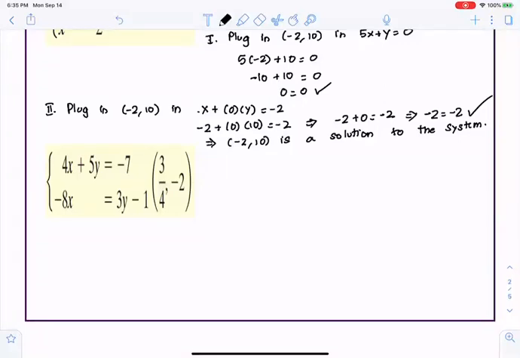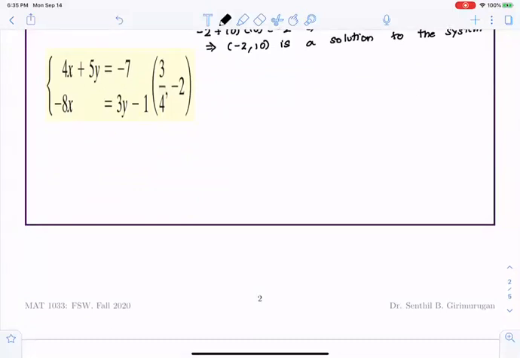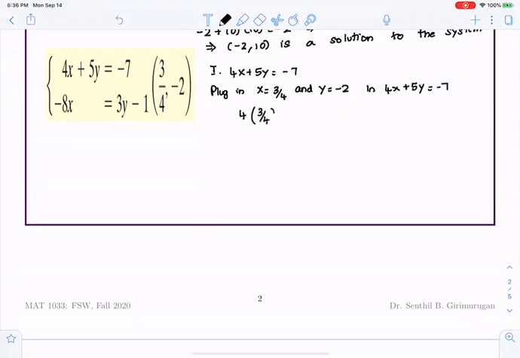Okay, so I'm going to rewrite the first equation. Oh, it's not necessary. It's just 4x plus 5y equals -7. So plug in x is equal to 3/4 and y equals -2 in 4x plus 5y equals -7. So we have 4 times 3/4 plus 5 times -2, and we must get -7. So 4 and 4 will get cancelled. We have 3. 5 times -2 is -10. 3 minus 10 is -7. -7 equals -7, so it checks out.